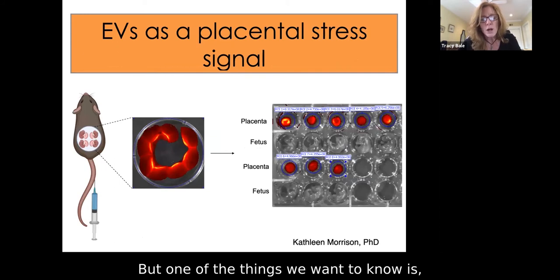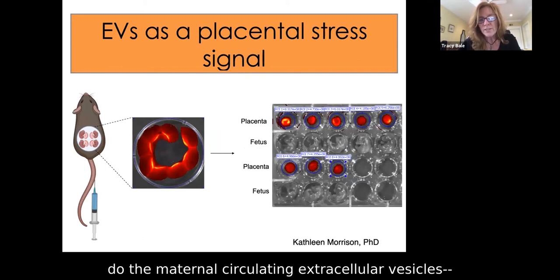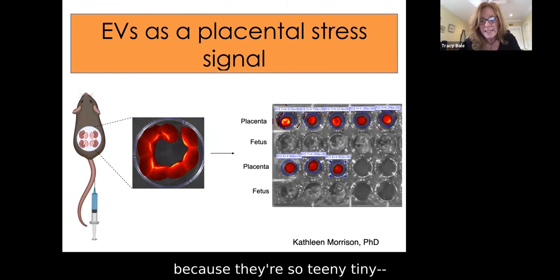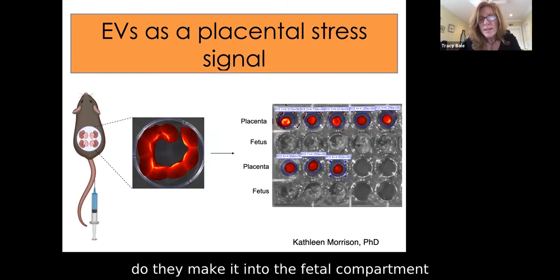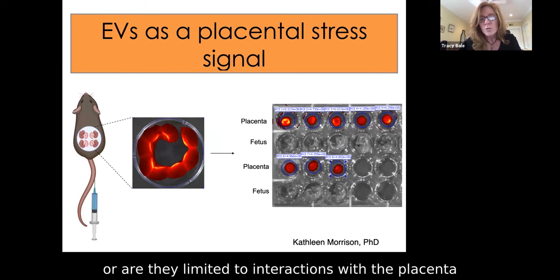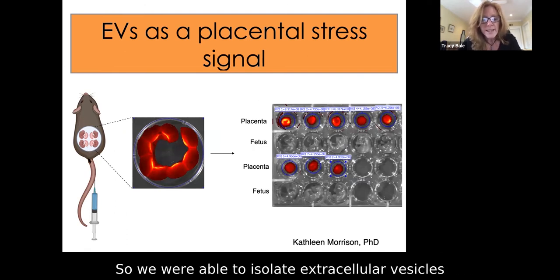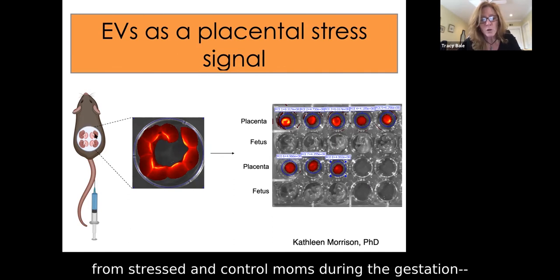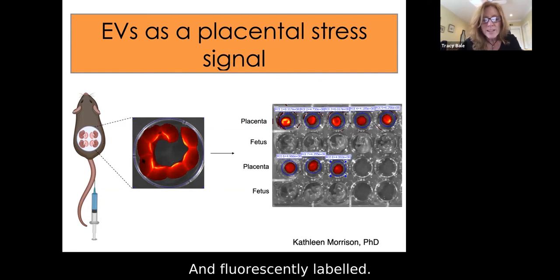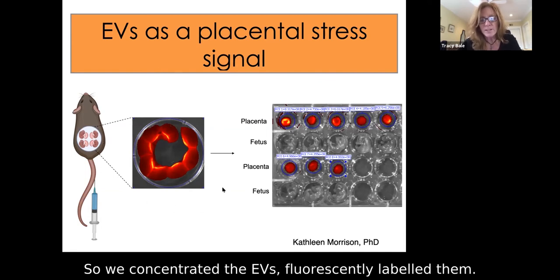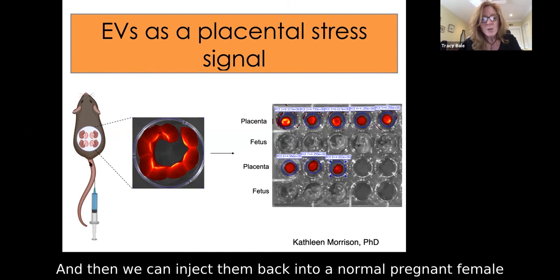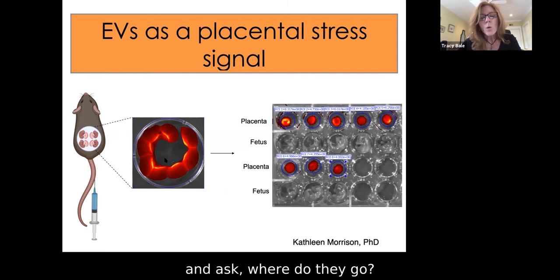But one of the things we want to know is, do the maternal circulating extracellular vesicles, because they're so teeny tiny, do they make it into the fetal compartment and have an effect on fetal development? Or are they limited to interactions with the placenta and in mom's compartment, the maternal compartment? So we were able to isolate extracellular vesicles from stressed and control moms during mid-gestation and fluorescently label. So we concentrated the EVs, fluorescently labeled them, and then we can inject them back into a normal pregnant female and ask, where do they go?